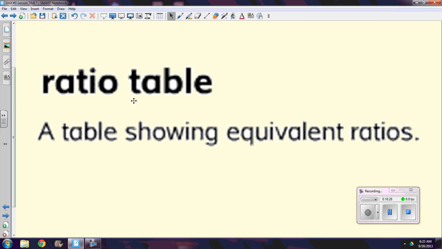And then ratio table, a table showing equivalent ratios. Go ahead and copy that definition down. So in your black notebook, put ratio table, a table showing equivalent ratios.